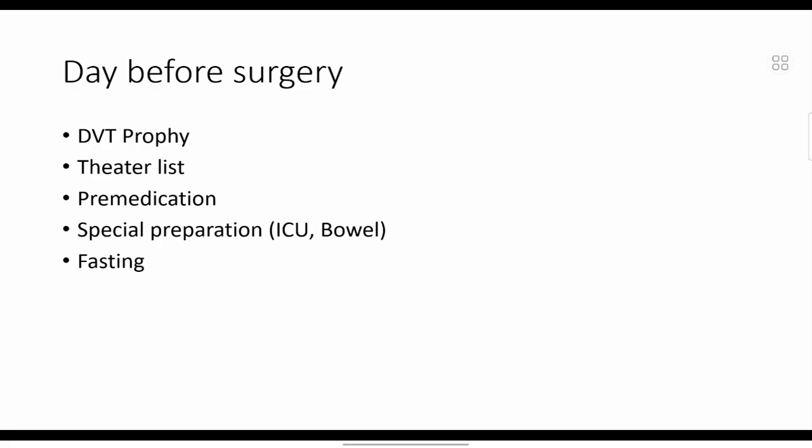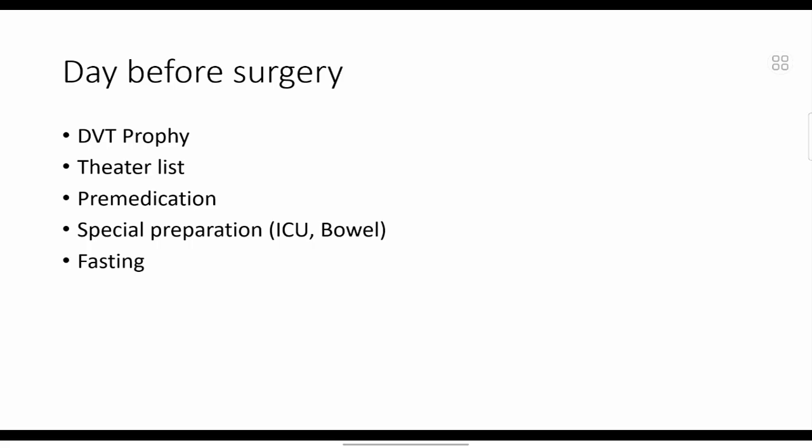So up to the surgical date morning, what are the procedures we do? That comes under the day before surgery. The important one is the DVT prophylaxis, not done for every patient. If the patient is at risk for deep vein thrombosis, we have to start. There are two options we use: low molecular weight heparin prophylactically, or DVT stockings.